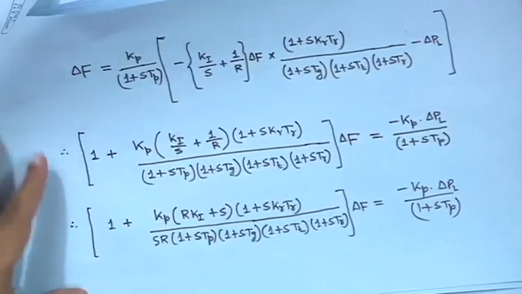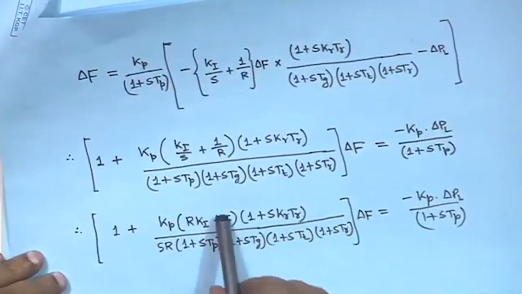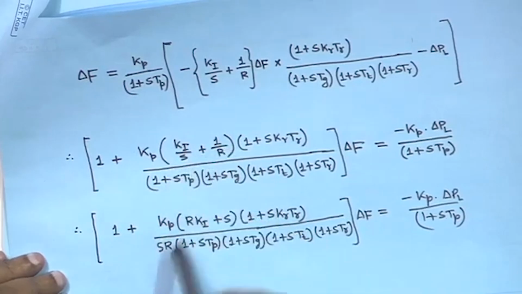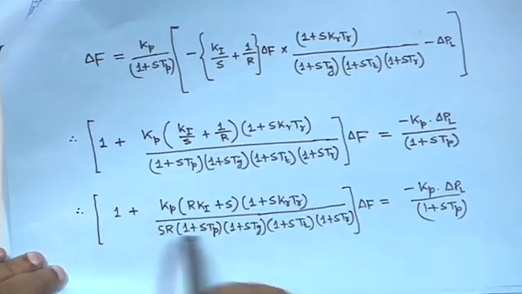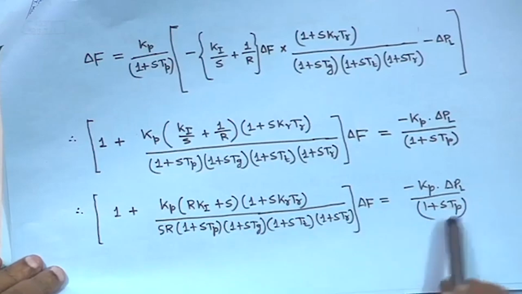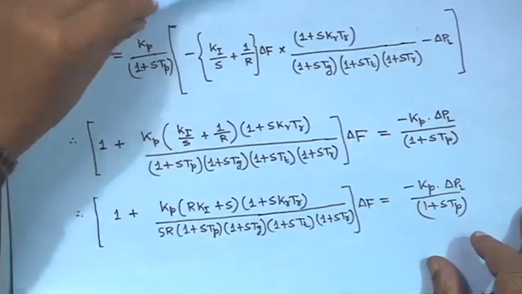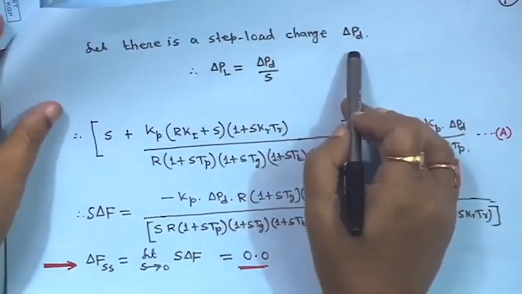So, if you bring this to this side and simplify a little bit, it will be R Ki plus s upon sR. So, sR is here, and R Ki plus sR is here, and this is 1 plus ... into everything is there, delta F is equal to minus Kp into delta PL upon 1 plus sTp, right. Next, let there be a step load change in delta PD.